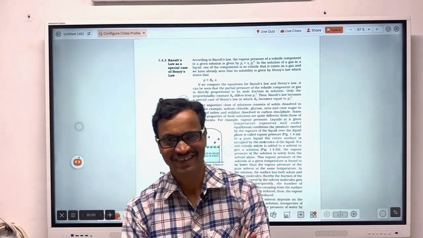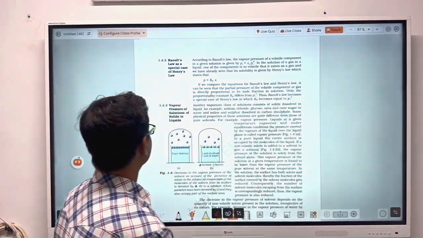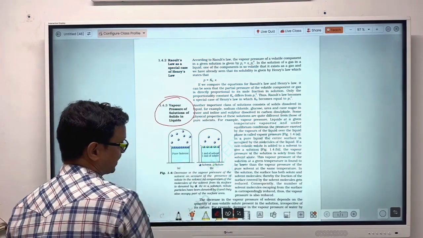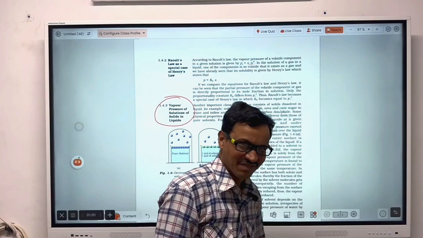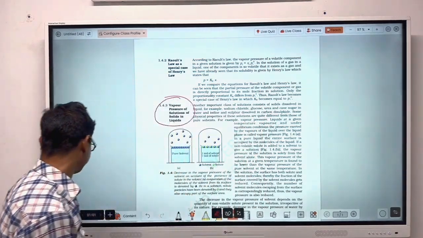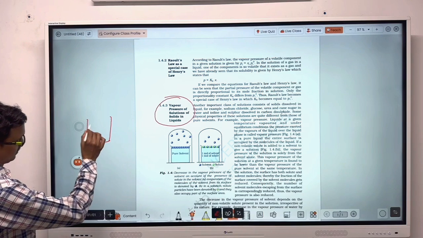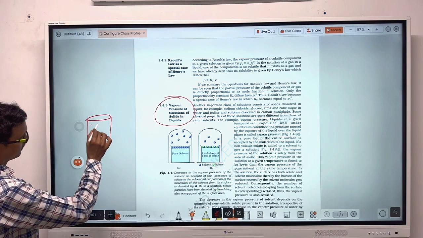Okay guys, very easy. Now let's see vapor pressure of solutions of solids in liquids. Okay, before that let's see. There is a container, and in this container there is water.